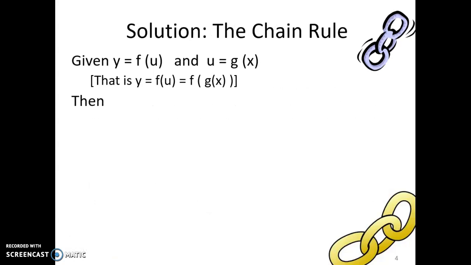And what Leibniz said was, if y equals the function f of u, and u is the inside function g of x, then we could rewrite y as f of u, which is f of g of x, which would give us the composite function. And then Leibniz said we could take the derivative of the y function with respect to u, and multiply it by the derivative of the u function with respect to x, and that would give us what we want, which is the derivative of y with respect to x. Now it makes sense that this would work mathematically because you could see here the du's would cancel.